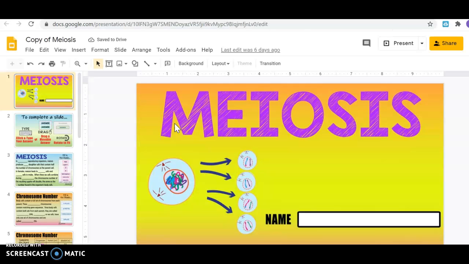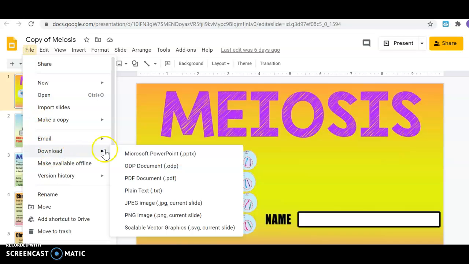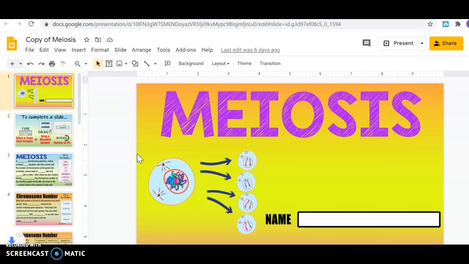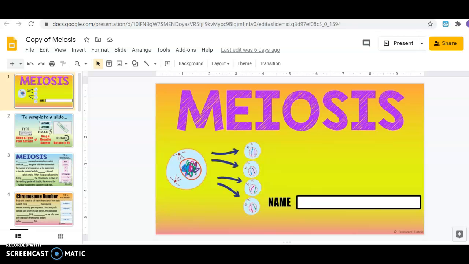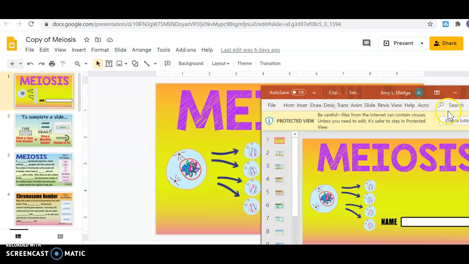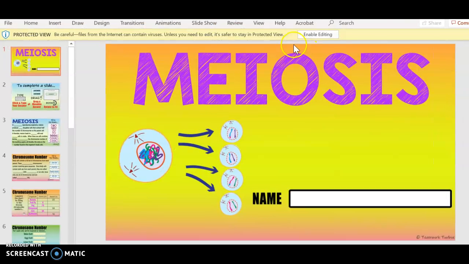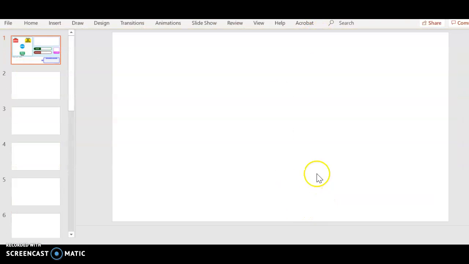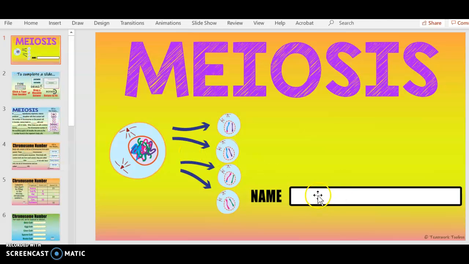And at this point, we need to download our copy. So File, Download, Microsoft PowerPoint. When that loads in the bottom corner of your screen, click on it. Okay, enable editing. So just like the one we did last week, you're going to go ahead and put your name on your work.